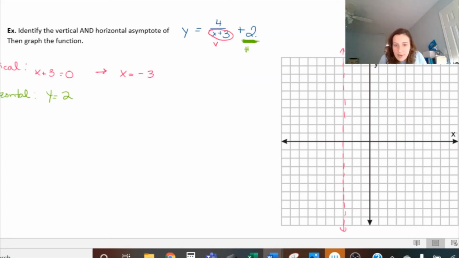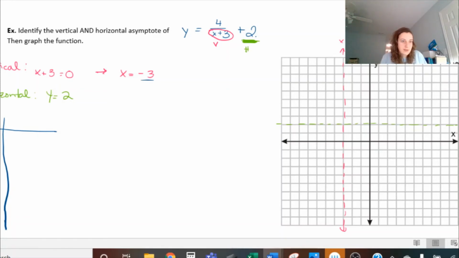So here my horizontal asymptote is going to be at y is equal to 2. Okay, so y is equal to 2 is your horizontal, x equals -3 is your vertical, and now we can create our graph. So again, we're going to choose 3 values smaller and larger than your vertical asymptote, which was -3.